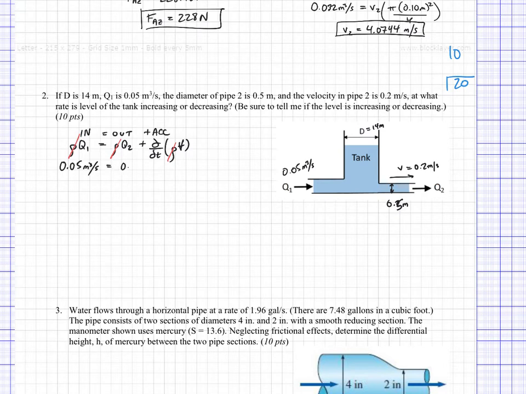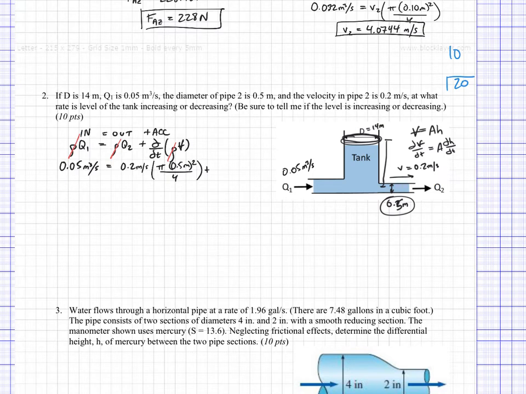Let's see here, 0.2 meters per second. So that's the velocity times the area, which is going to be pi times this diameter right here, 0.5 meters, squared, divided by 4. And then we'll have to go with plus. So this is going to be change in volume with respect to time, but this area on the top is not changing. So the volume equals the area of the top, this area, times the height right here. So if I wanted dV/dt, what I could do is pull that area out and I'll get dH/dt, right?